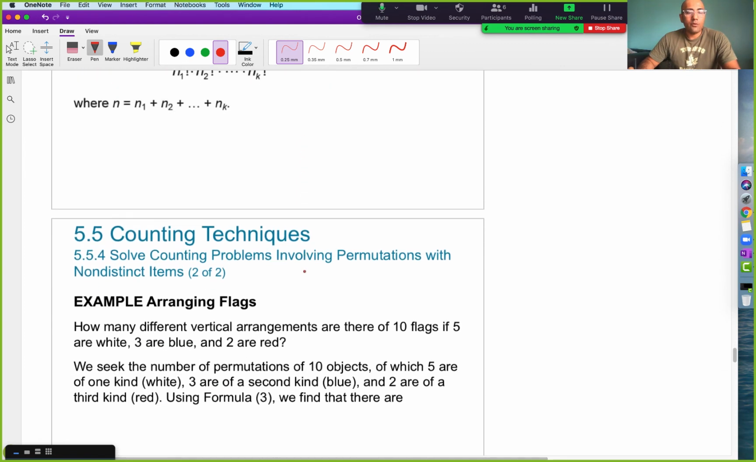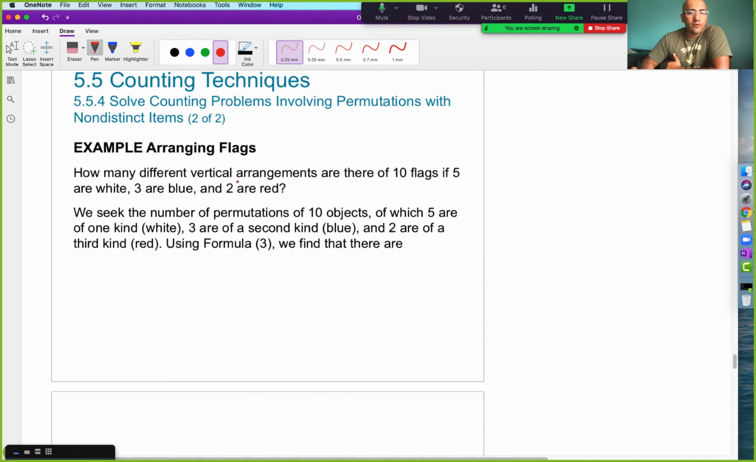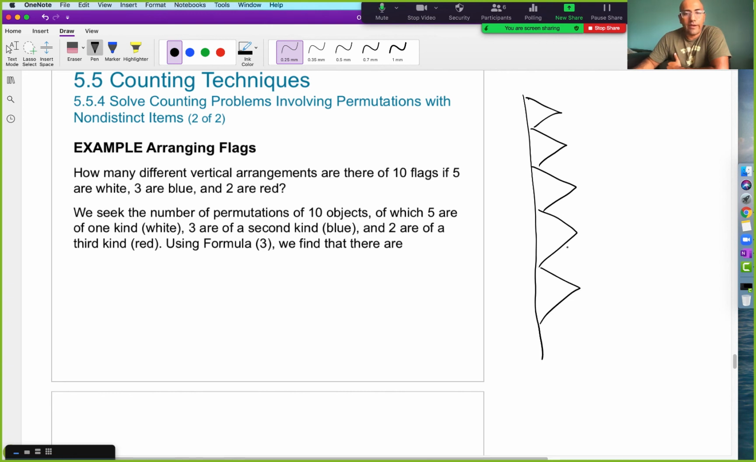Okay, so let's do another example involving those. How many different vertical arrangements are there of 10 flags if 5 are white, 3 are blue, and 2 are red? Right, so this is from World of Ships, right? So if we had a giant pole like this, and we have these little flags that they put on ships so that you can send messages back and forth from really far away. Back before we had radios, people didn't know how to communicate from one ship to another ship. So what they would do is just put up flags. So we're working with the colors white, blue, and red.